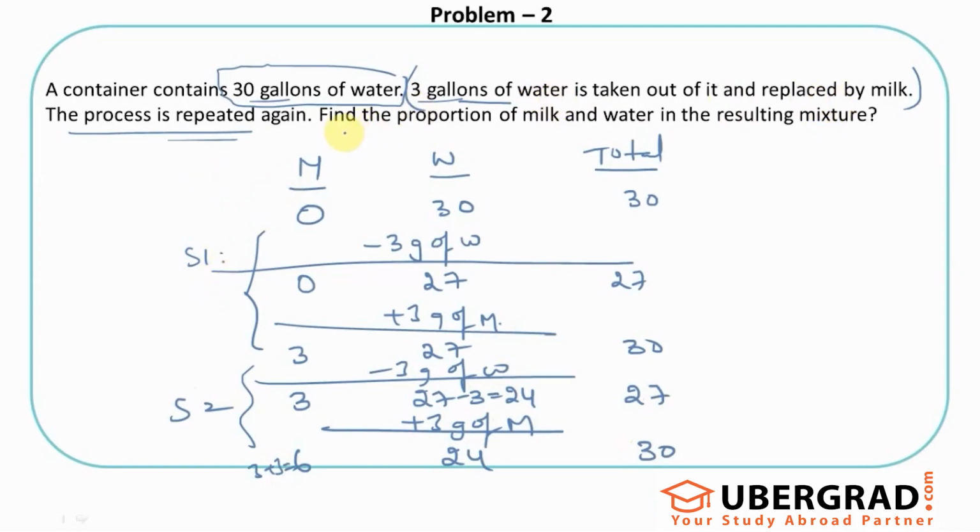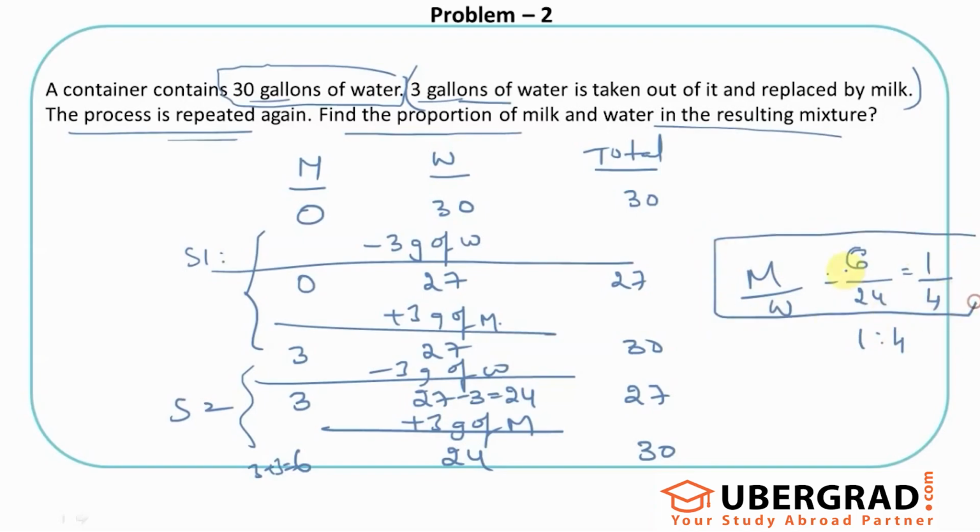Now the question says find the proportion of the milk and water in the resulting mixture. Milk is to water. So I know milk is 6 and water is 24. The answer is 1:4. Right? So I always recommend you to use this approach: whatever the mixture, write the total, the quantity, element 1 and element 2, and see what is being removed, what is being added, and keep doing it and you'll get it in the right manner. It might take a bit of time because I've detailed it down here a lot. You can be very quick by skipping some steps once you get used to this method.